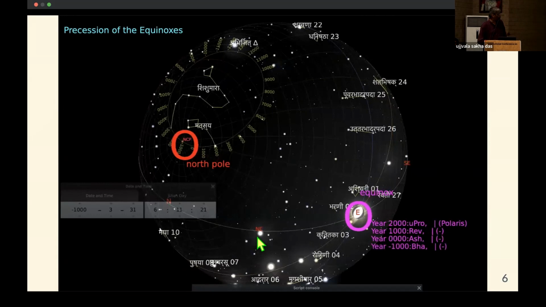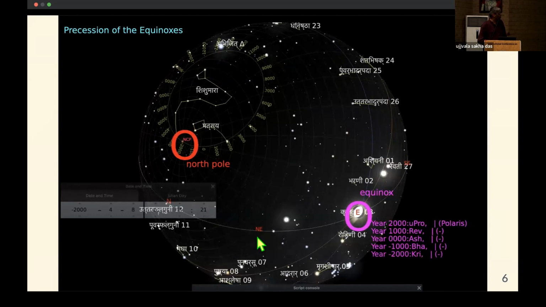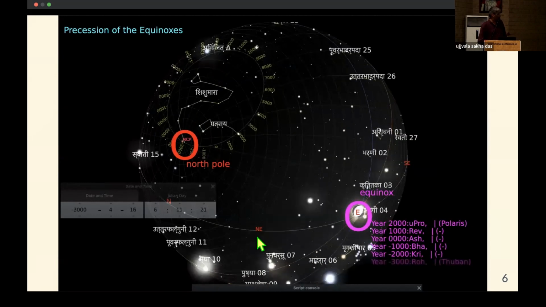Around 0, it was Ashwini. Around 1000, it was Bharani. I think that in the current phase, it's around minus 2000 is Kritika. I'm sorry, it was negative thousands. So in the current time, it is Uttara-Purāṇic.